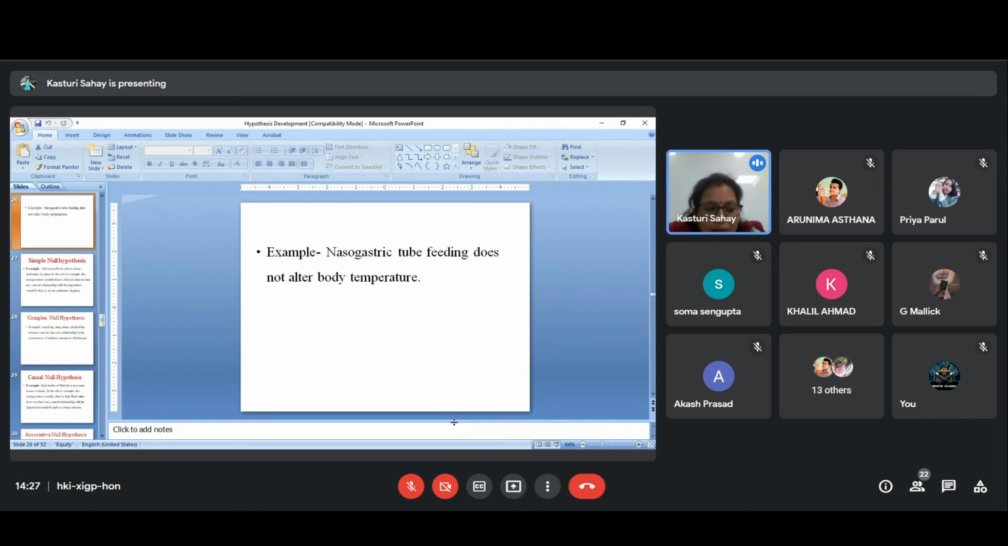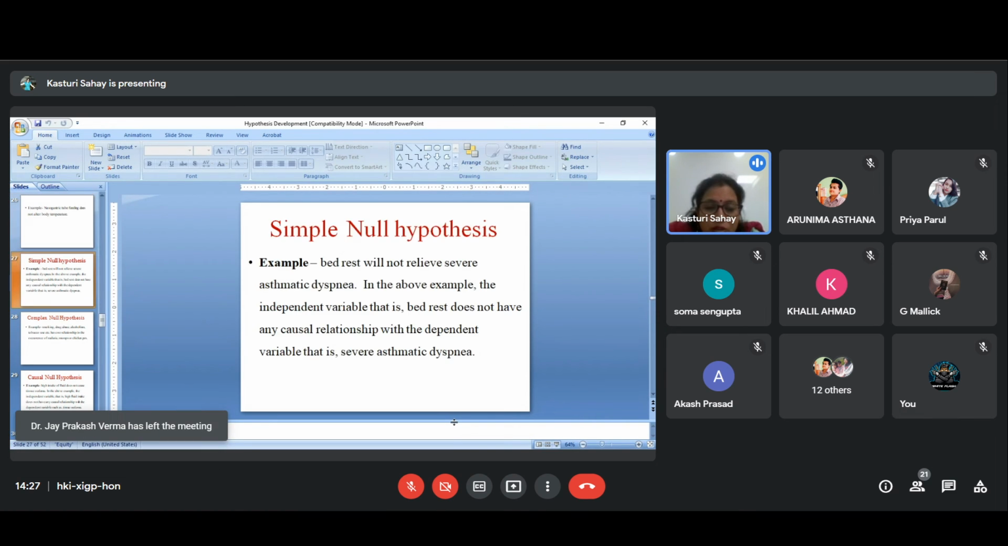Now again, under null hypothesis, you have four different kinds of null hypothesis. The first one is simple null hypothesis. All right, so bed rest will not relieve severe asthmatic dyspnea. In this example, the independent variable, that is bed rest, does not have any causal relation with the dependent variable. So you have one independent variable and one dependent variable, and you are predicting that there is no relation between the two. That is your simple null hypothesis.